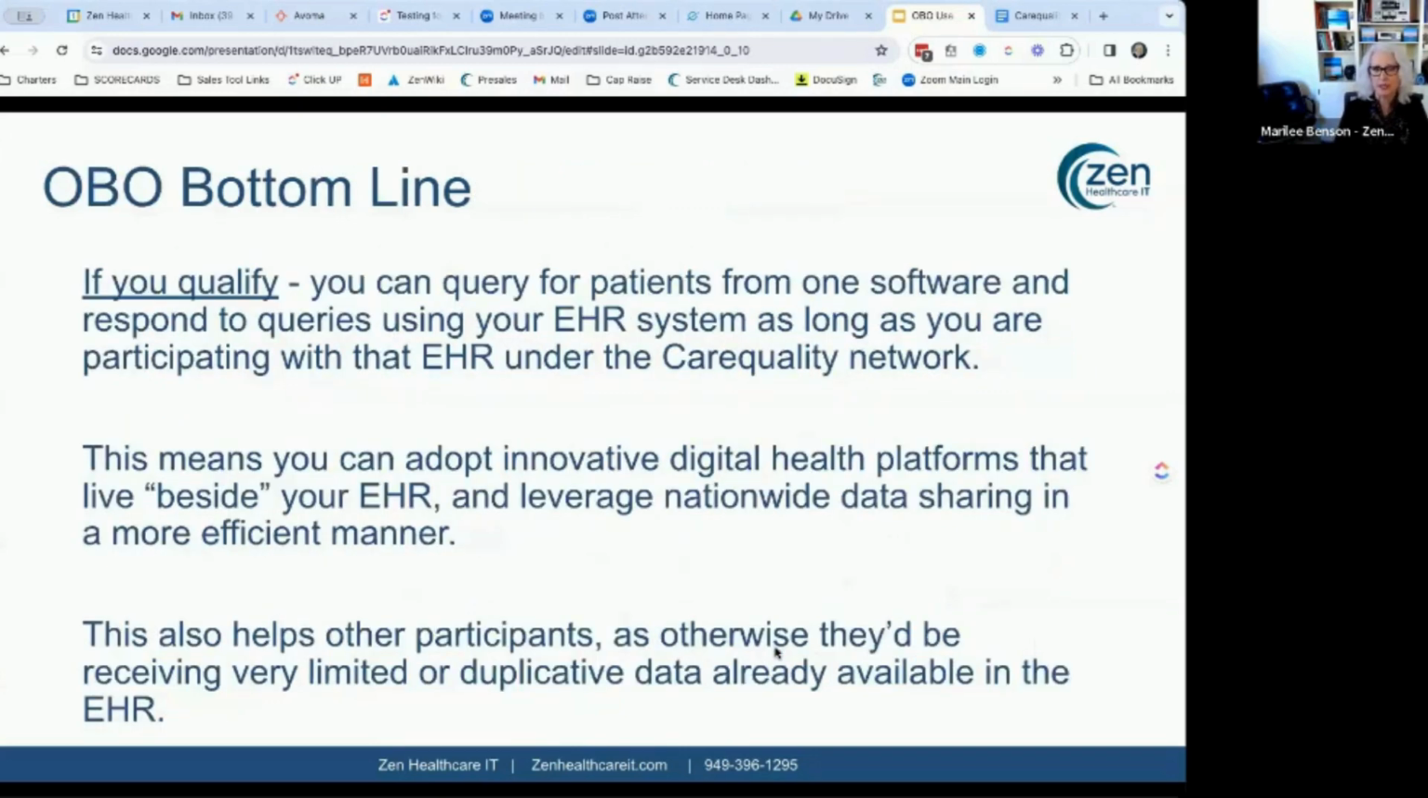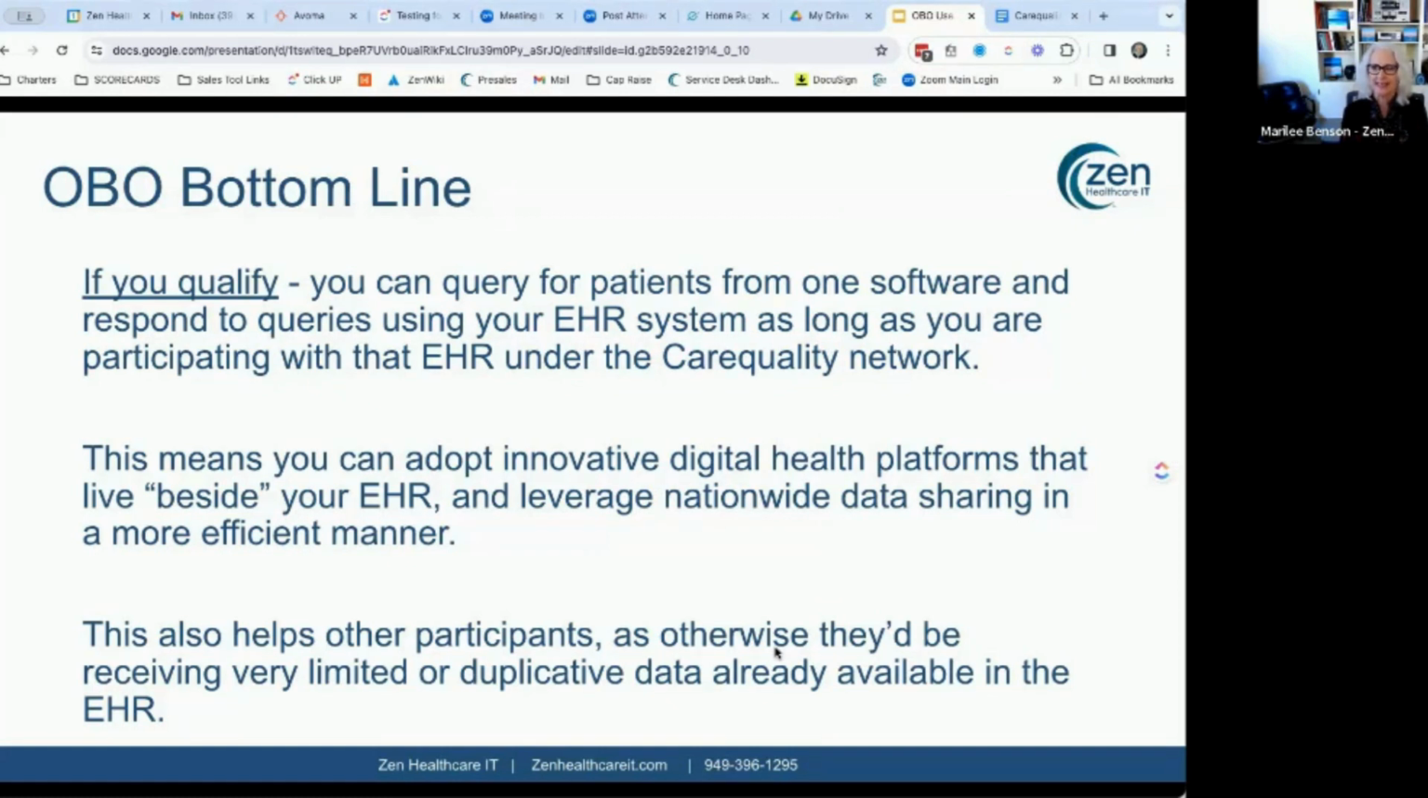So what's the bottom line? If you meet the prerequisites, if you qualify, you can query for patients from one software platform and respond to queries using your EHR or any other system that you have, which is where Carequality participants come to retrieve records when you're sharing them.